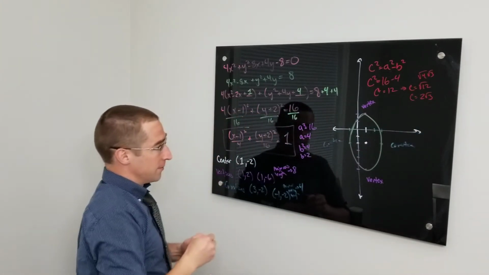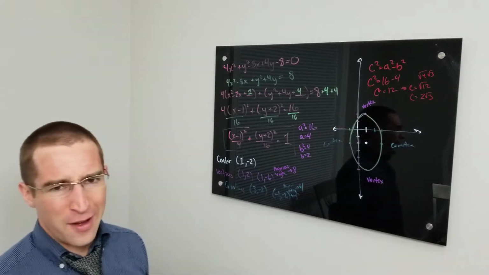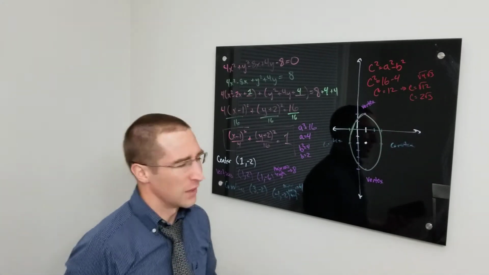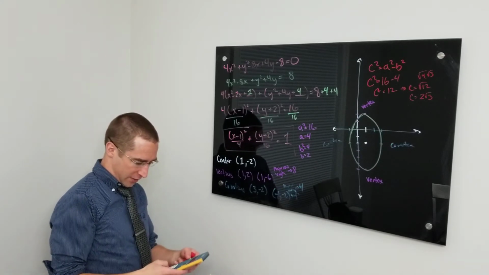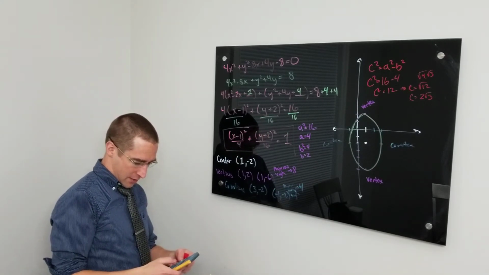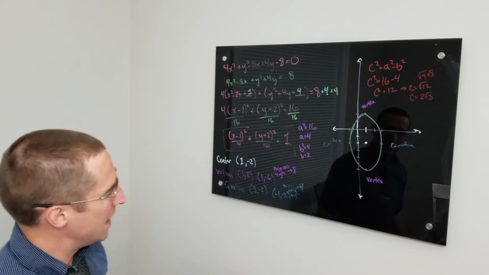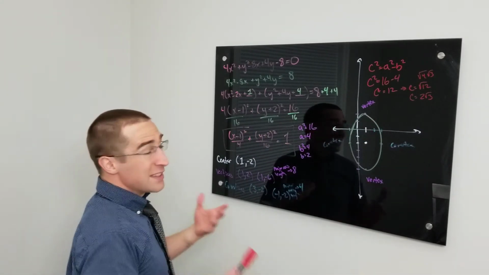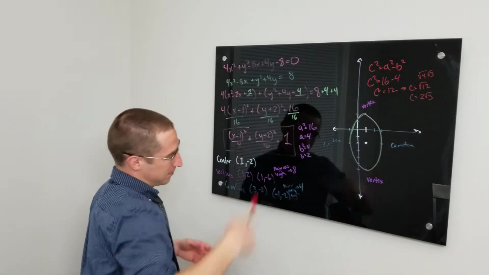So 2 root 3, right? Whatever 2 root 3 is, it's like 3.5-ish. Let me just double check it on the good old calculator here. Yeah, 3.46. So, ish. So it's a little less than 4, right? Well, not too much less, but yeah.